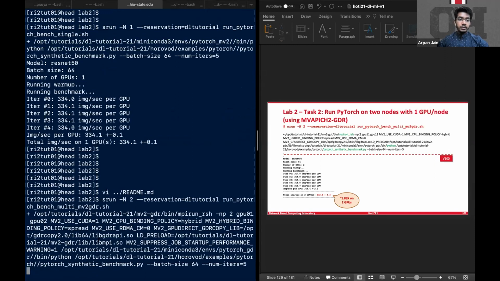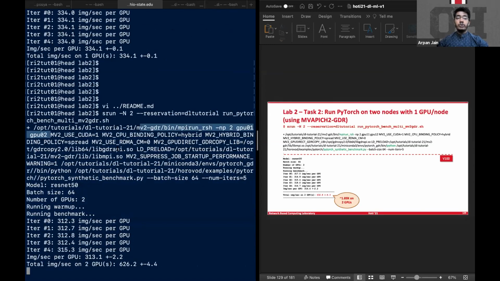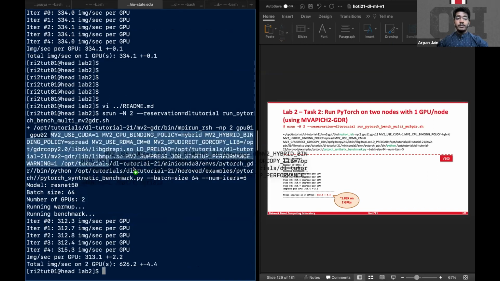When you run this command, the run command is a little bit longer. Here we are using mpirun_rsh, which is just a job launcher, just like mpirun. We are creating two processes on gpu01 and gpu02. These are some flags required for MVAPICH2, and they are common. After that, we have the benchmarking script.